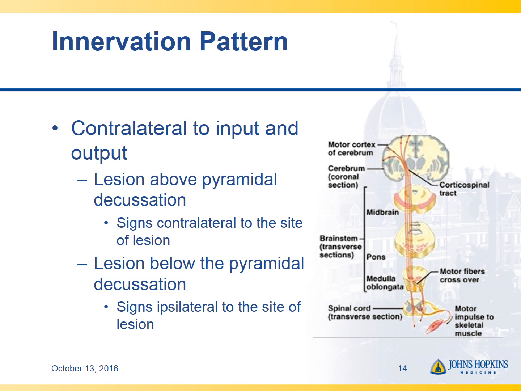So again, there's contralaterality to input and output. So if the lesion is above the level of pyramidal decussation, the signs are contralateral to the site of lesion. If the lesion is below the level of decussation, the signs or deficits are ipsilateral to the site of the lesion.